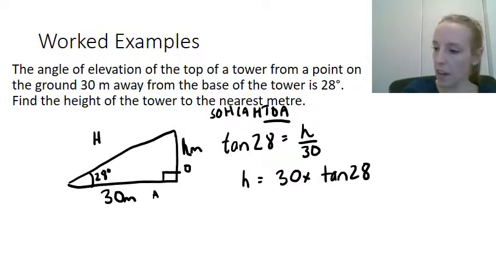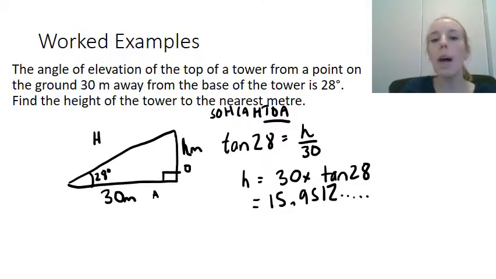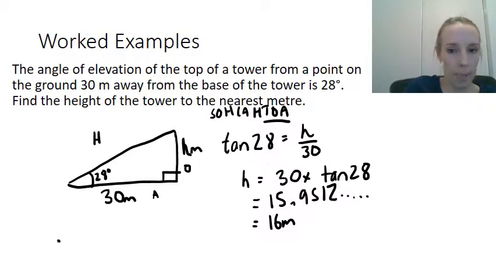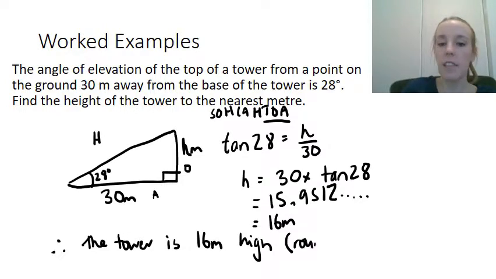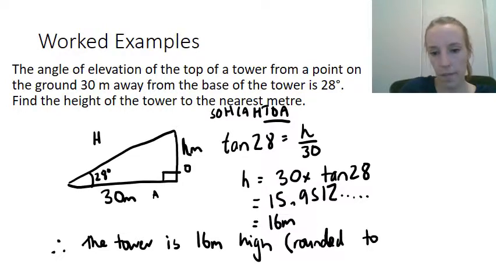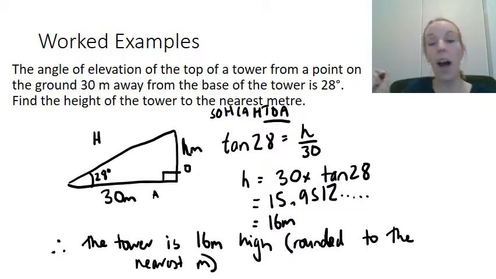So the height will equal 15.9512 and so on, but our question asks us to round to the nearest meter, so that's obviously 16 meters. So our last step when we're doing our problem solving is to answer in words. So therefore the tower is 16 meters high, and that's rounded to the nearest meter. And that's all you have to do.